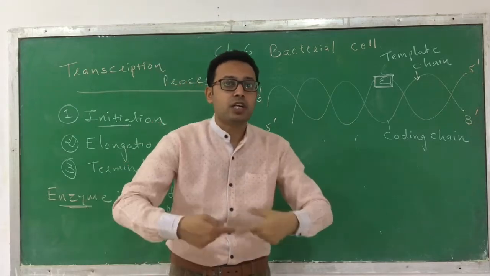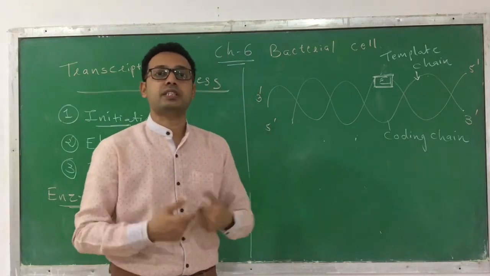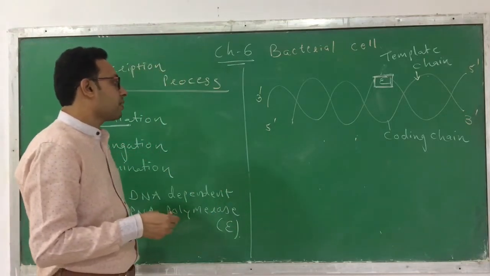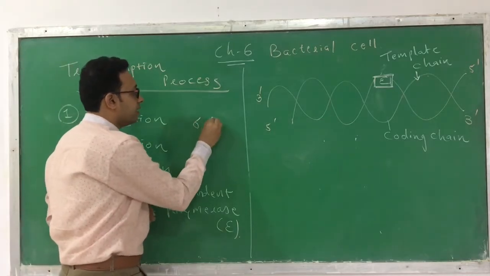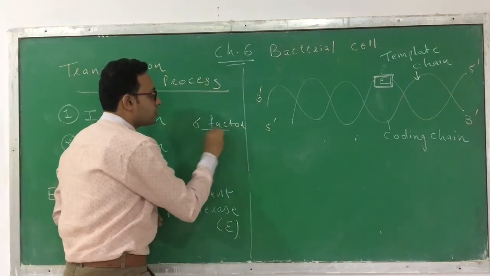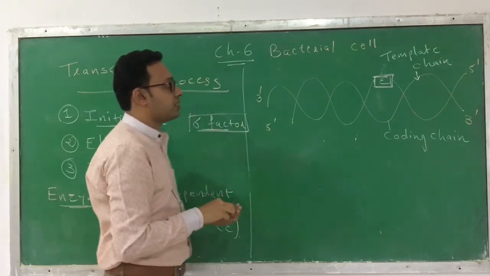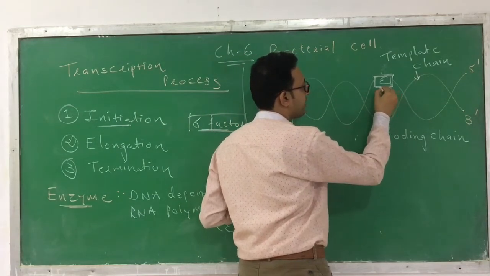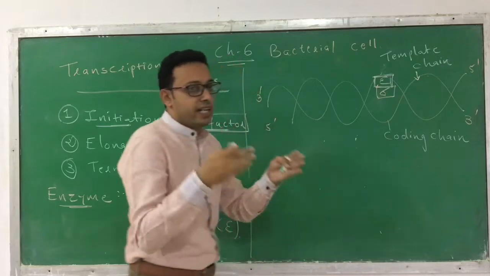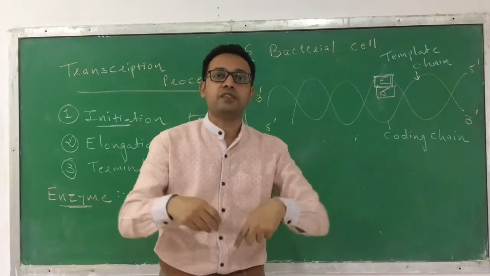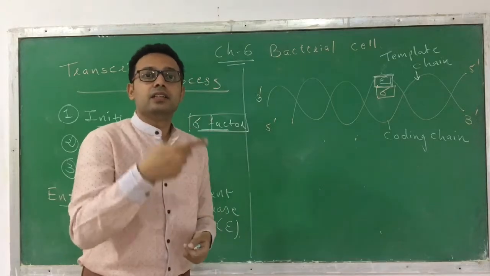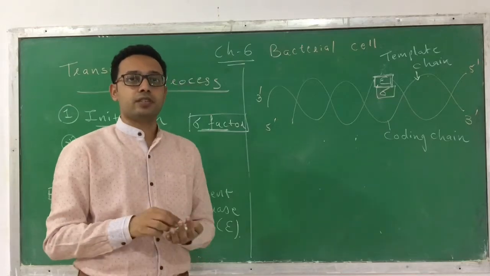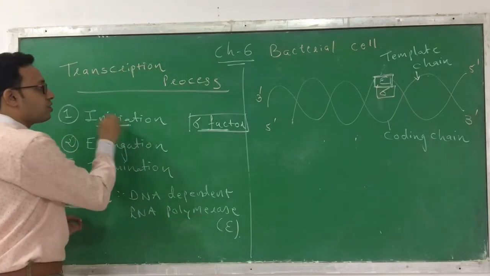But this enzyme is not capable of starting or initiating the process of transcription. It requires some kind of an initiation factor. And here the initiation factor that is required is the sigma factor. So the sigma factor is required to start the process called initiation. So this also combines with a factor, and which factor is it? Sigma factor. So when the enzyme and the sigma factor bind with a specific site in the DNA structure, then the process of transcription starts or initiates. Okay, so thus the process of initiation occurs.